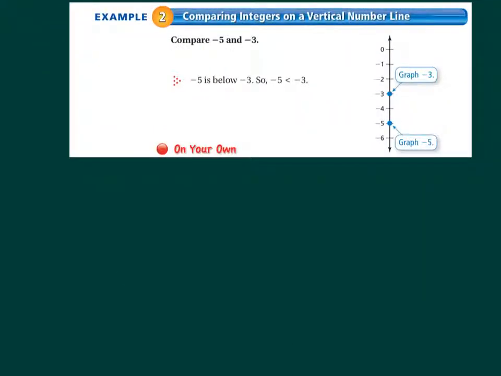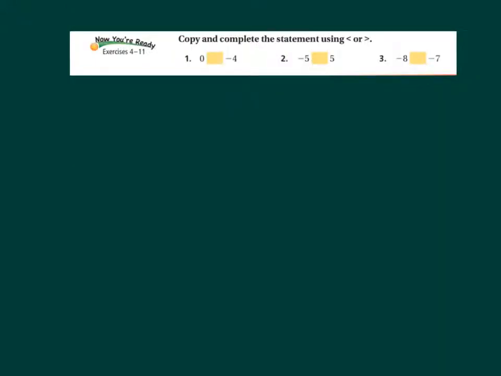Vertical and horizontal number lines are exactly the same. So again, you may see some vertical number lines, you may see some horizontal ones. I kind of like this one to see that you can stack them up, and negative 3 is higher up than negative 5. So again, we can say negative 5 is below negative 3, so negative 5 is less than negative 3 on this one. When we go to compare, we are just going to put a less than or a greater than sign. So again, pause the video and answer these questions, and then once you're done, you guys can go ahead and unpause.